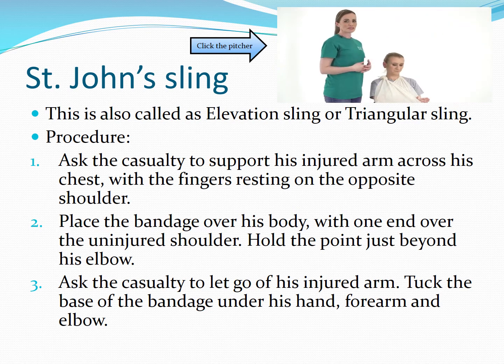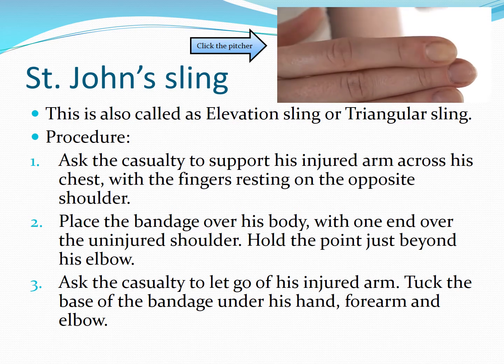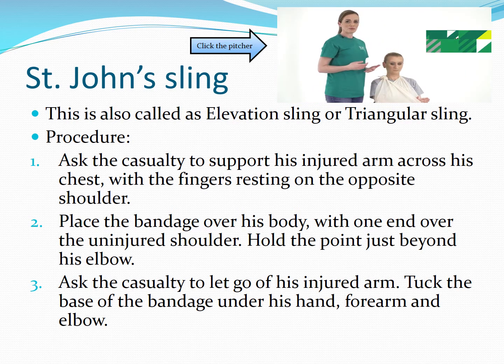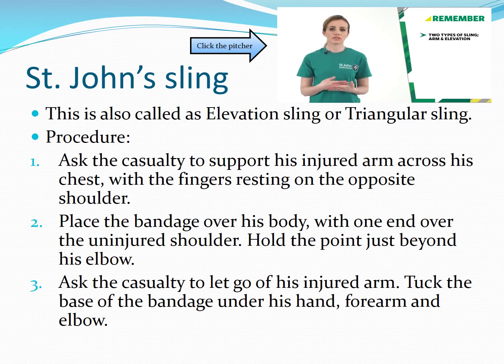To check circulation, you need to squeeze the fingernail for 5 seconds. When you let go, the colour should return within 2 seconds. If it doesn't, it means the sling is too tight and you need to loosen it a little bit. Keep checking the circulation every 10 minutes. So remember, there are 2 types of sling. You need to know which one to use for each condition and how to apply them.